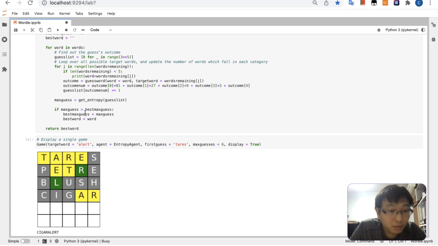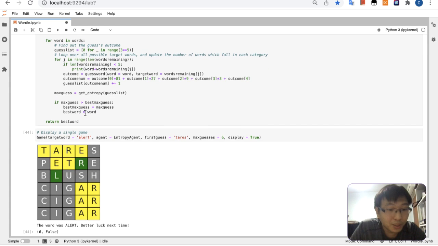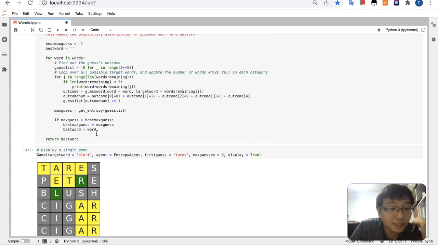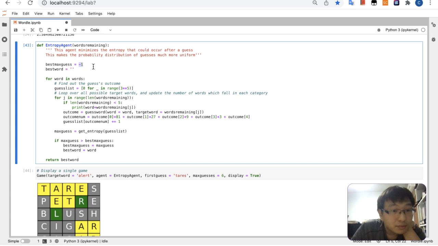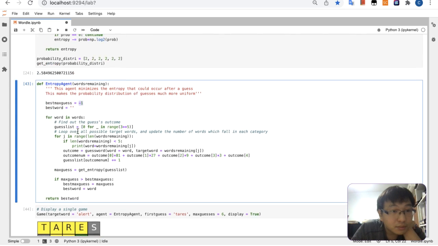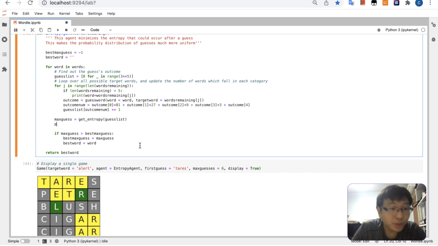Oh, okay. There's an issue here. So after it, okay. Let me just print out max guess here.